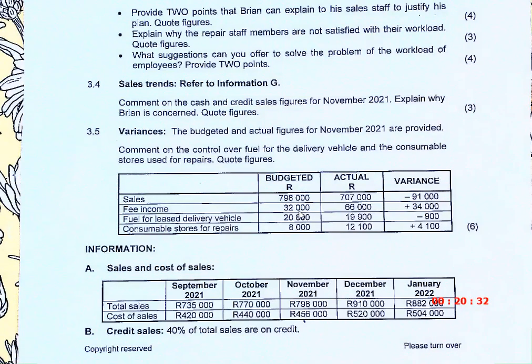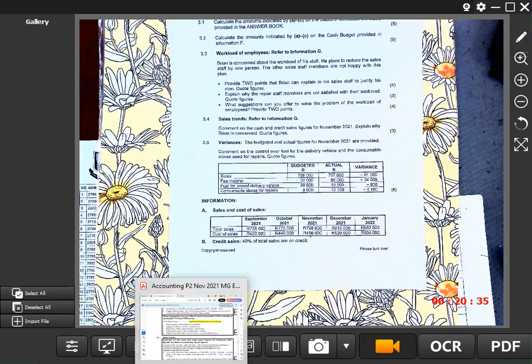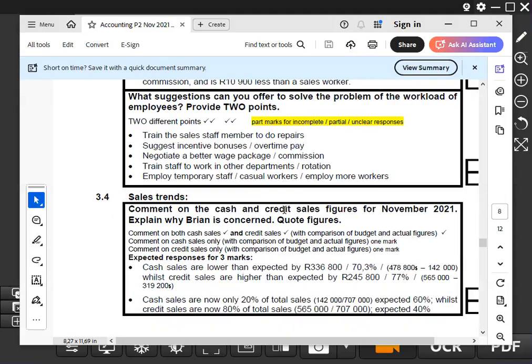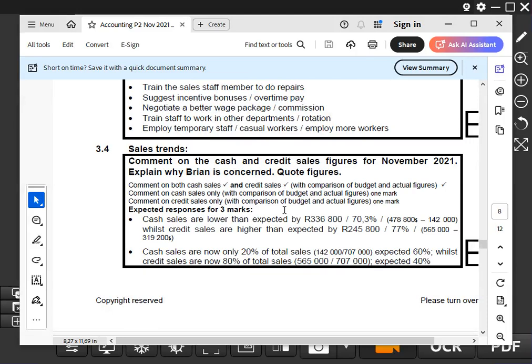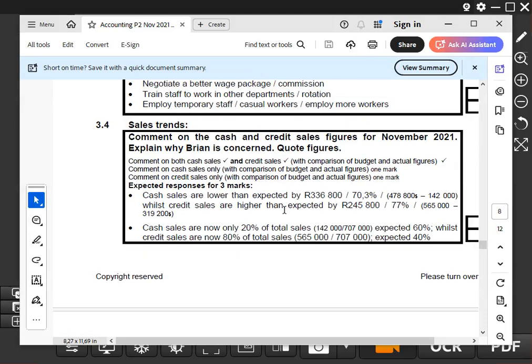So let me just see how they marked it. Yes, I will write it if you think I don't want to, but I just want to make sure what they say. They say here, you have to comment on the cash sales, 1 tick, credit sales, 1 tick, comparison, 1 tick. Can you see there, why is he concerned doesn't even get a tick. It doesn't make sense. But in any case, cash sales are lower than expected, and they got the difference there, they got the percentage there.